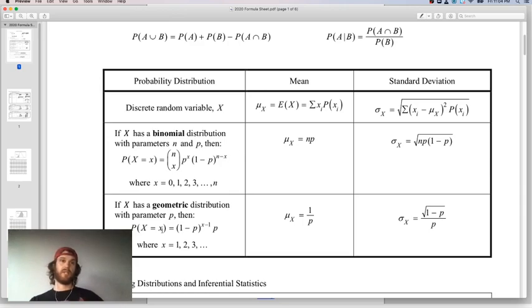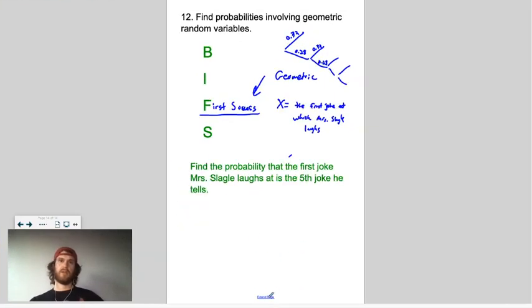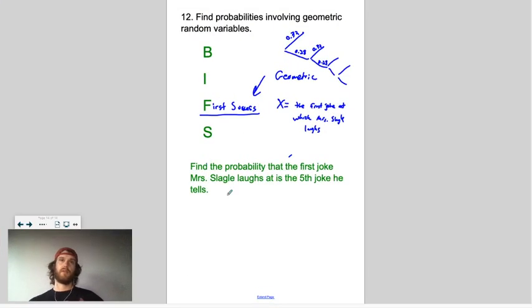So we're looking for the probability that x equals 5. So that's going to look like this. If x equals 5, she didn't laugh. So 1 minus p is the probability of failure. She didn't laugh at 4 of my jokes and then laughed at the 5th joke. So it's going to be 5 minus 1 is 4, and then that to the first power. So the probability that x equals 5 for a geometric variable is going to be 0.28, the probability of failure, to the 4th times 0.72.